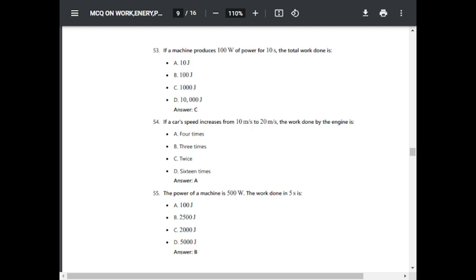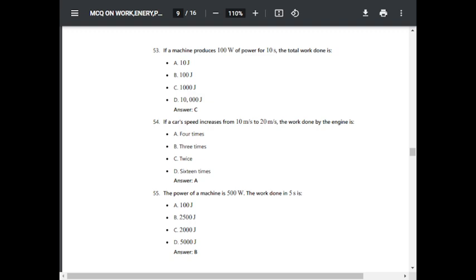Question number 54. If a car's speed increases from 10 meter per second to 20 meter per second, the work done by the engine is? The work done by the engine will be the change in kinetic energy, that is 1 by 2 m (v2 square minus v1 square). Because the speed is doubled, the kinetic energy will become 4 times. Hence it will be 4 times. Option A is correct.